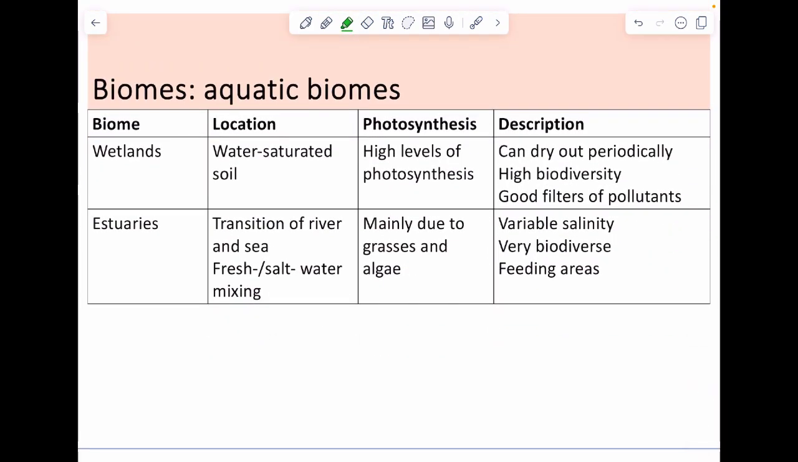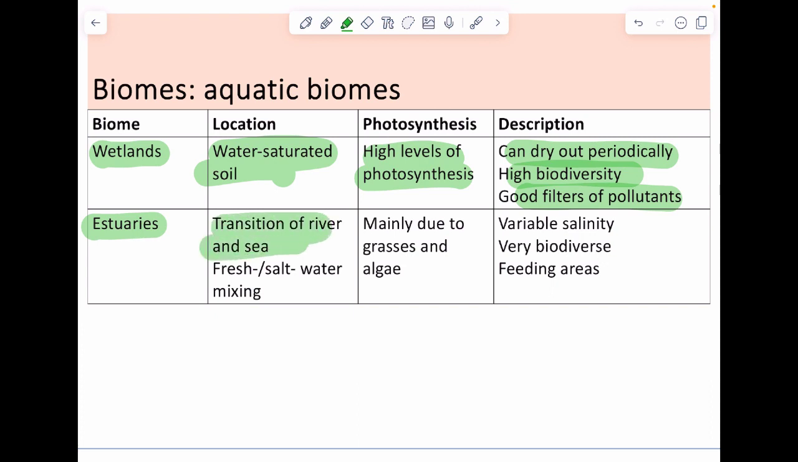Aquatic biomes are also very diverse, and we can't go through them all, so here's just a smattering of them. We're going to visit some wetlands, where the ground is always saturated with water. There's lots of photosynthesis here. They can dry out. They do have high biodiversity, and they make lots of food. They're also a good way to filter water because the water is always in soil, and soil is a pretty good filter for pollution. So it's good to protect your wetlands.